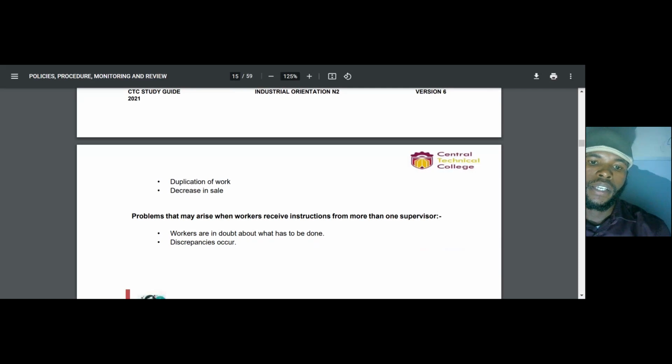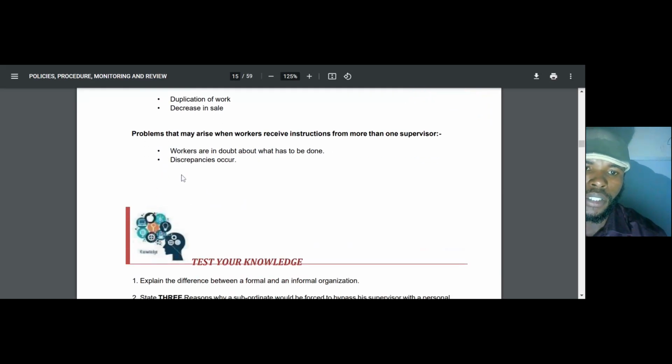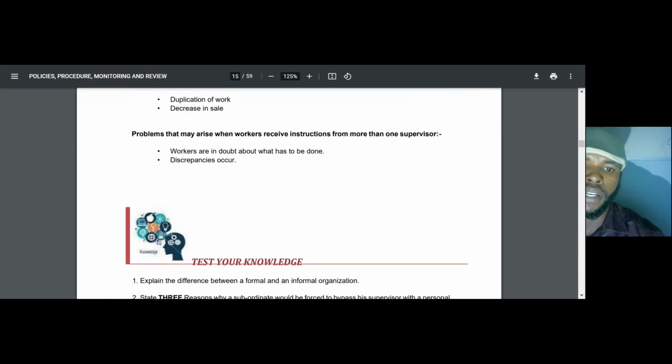Problems that may arise when workers receive instructions from more than one supervisor: workers are in doubt about what has to be done, because one supervisor might be saying this, whereas the other one is saying that. Workers might end up confused about which order to obey. Discrepancies occur. Those are the problems that may arise when workers receive instructions from more than one supervisor.